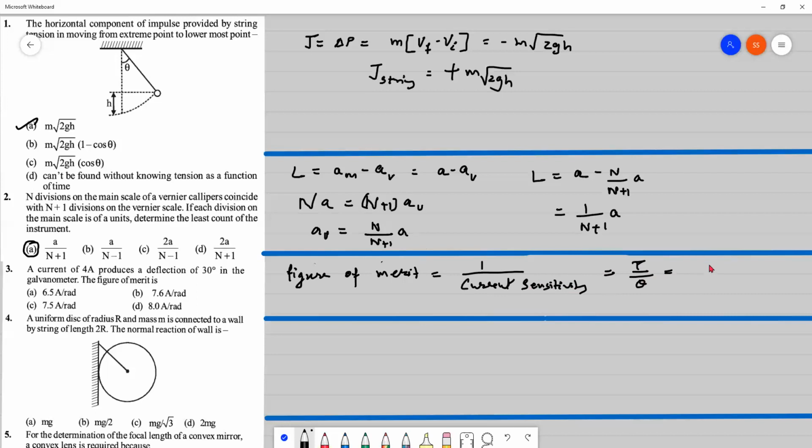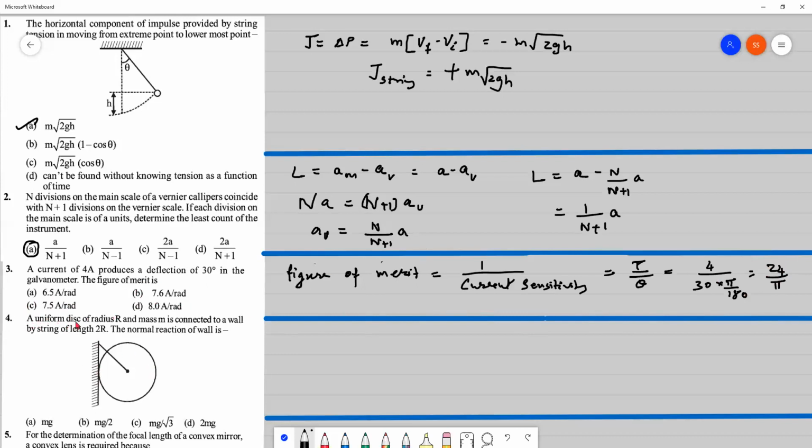So I is 4 amperes and theta is 30 degrees. Convert it into radians by multiplying by pi by 180. So you are getting 6 4s are 24 by pi, 24 divided by pi. 24 by 3.14 should be somewhere less than 8. Either it should be 7.6 or 7.5. You can check the calculation and the answer for this one.